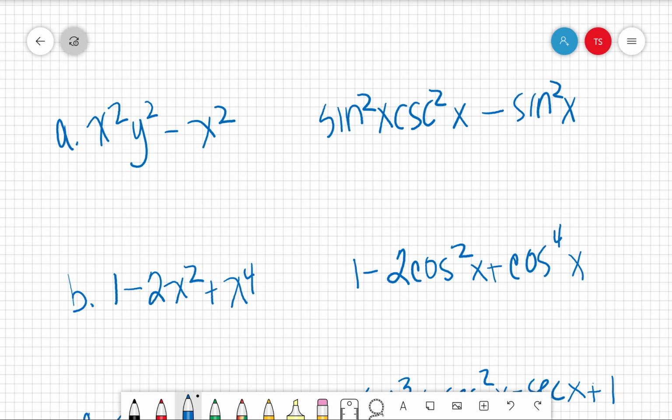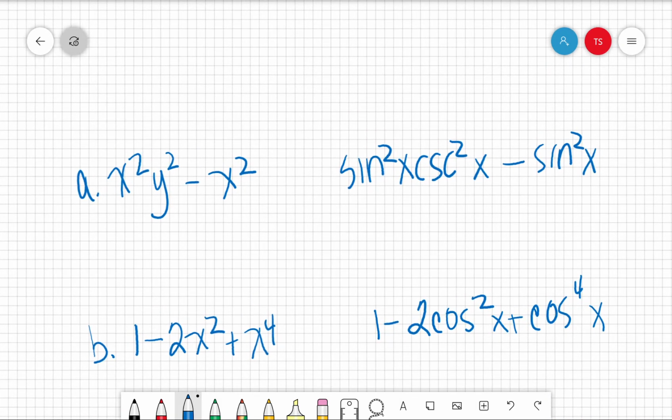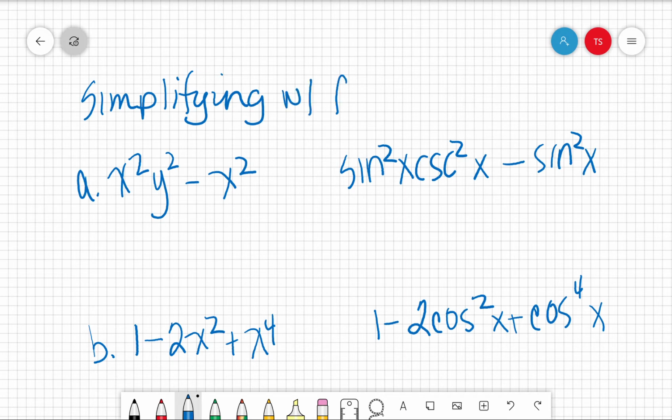So one way to simplify trig identities is to factor. We're going to start by looking at some problems where we factor an algebraic expression and then see what that looks like if we factor a similar trig expression. So this is simplifying trig expressions. Simplifying with factoring.